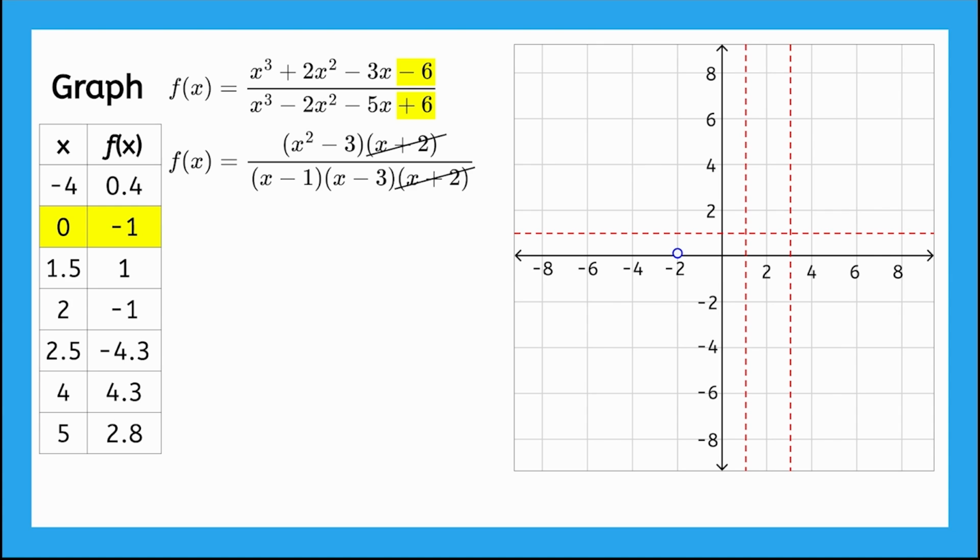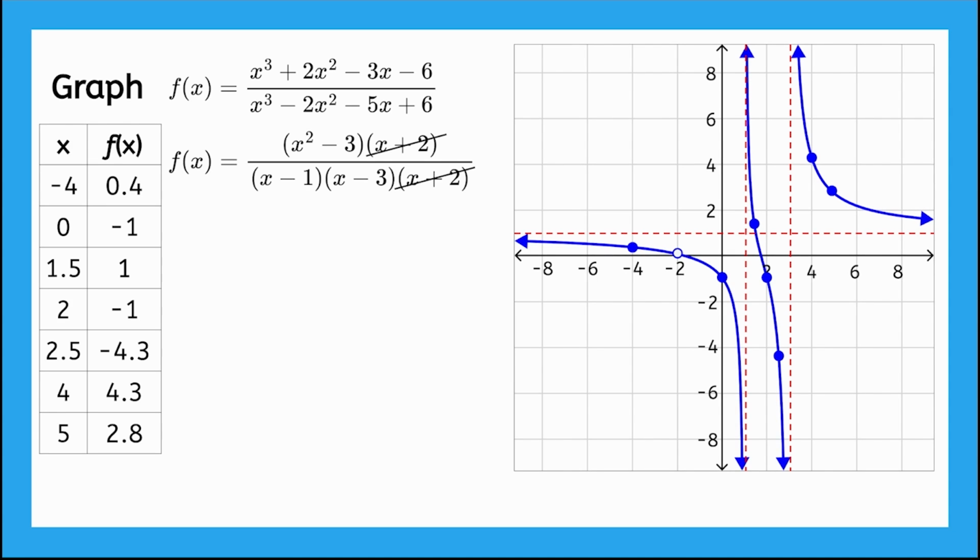When plotting points to graph a rational function, it's always a good idea to use this technique and the unfactored form of the function to identify the y-intercept, provided that the function is defined at x equals 0. Here are the points I found plotted on the coordinate plane. Now we have enough information to graph this function, using the asymptotes and plotted points as guidelines to help us draw smooth curves. Remember to skip over the hole.